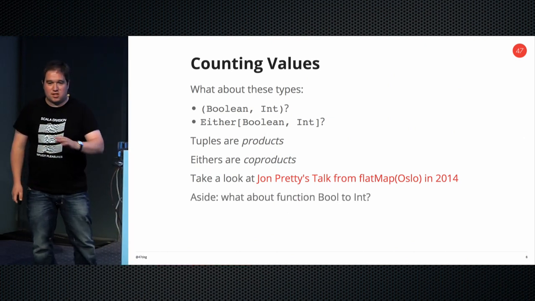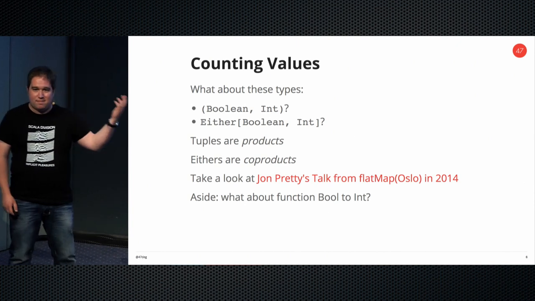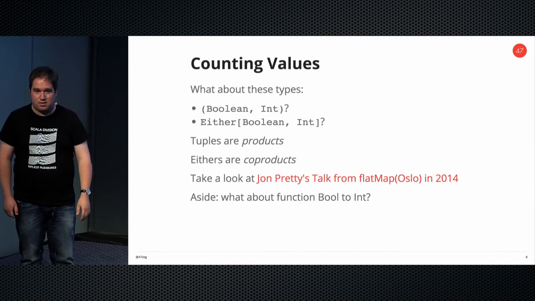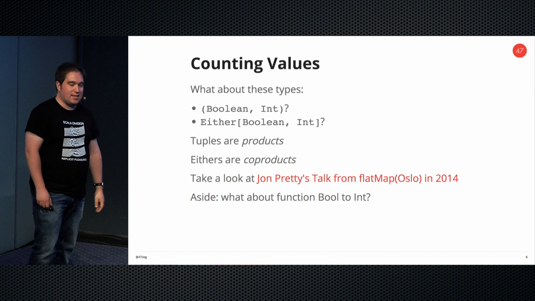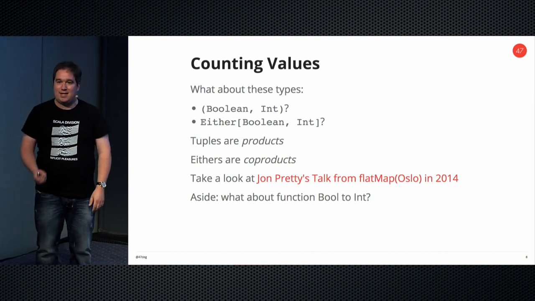And just another aside here, how many different values could this type hold? A function from Boolean to int. Any ideas?